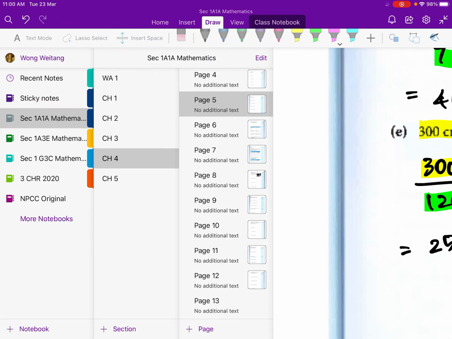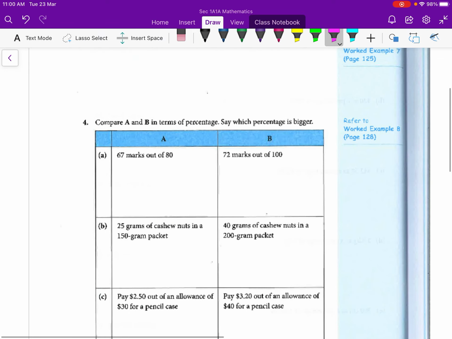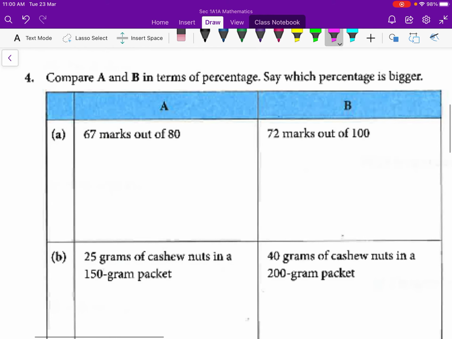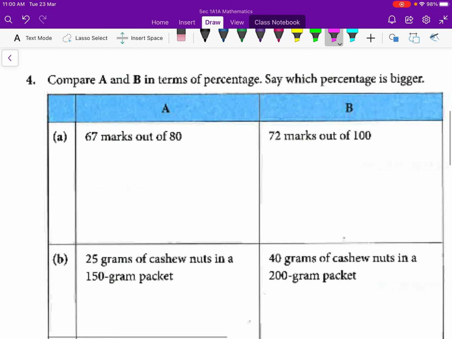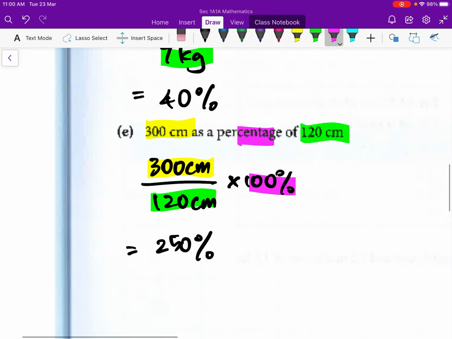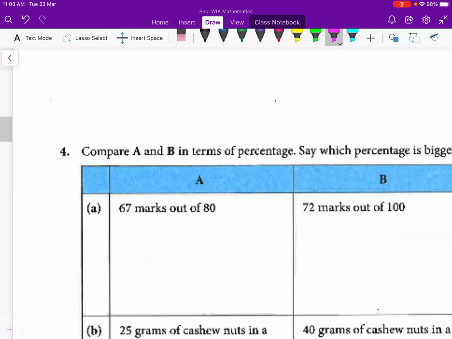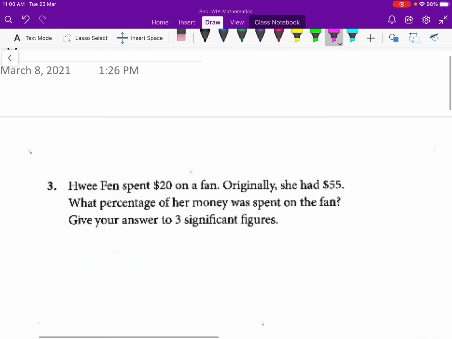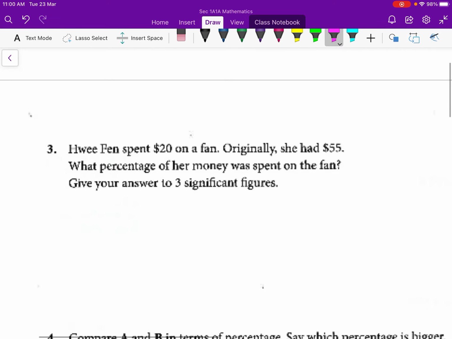Next page. Compare A and B in terms of percentage. Say which one is bigger. This is not your homework. We are going to do this now. Okay. Wait, where's my question 3? On top? Oh, still have. Okay. Question 3. It's okay.